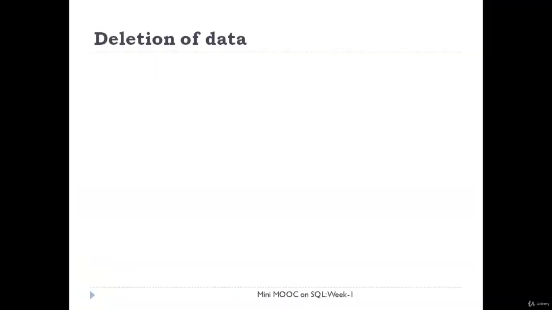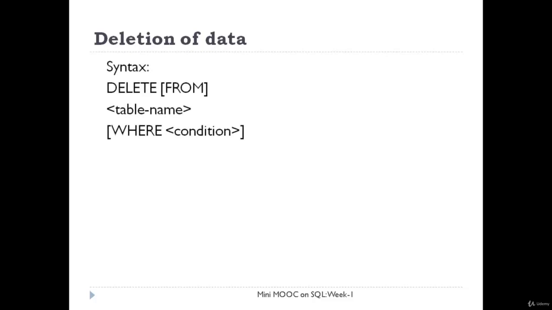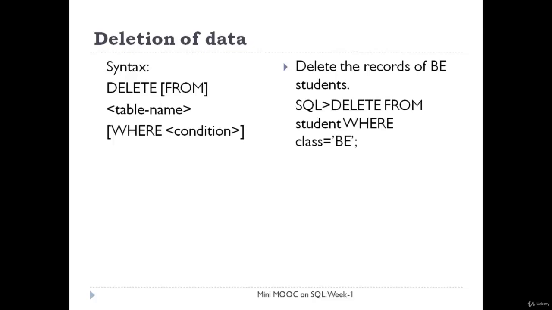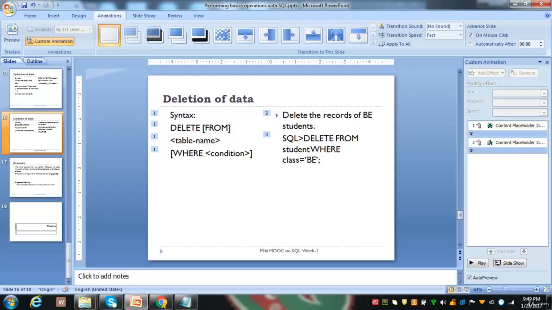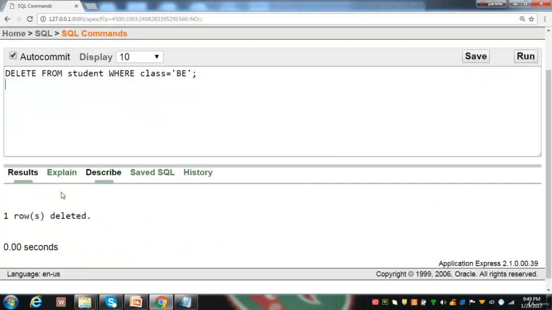Now it is time to delete some unwanted data from table. For this, we can use delete statement and its syntax is delete from table name where condition. Here from and where are optional. To remove the record of BE student, we can use delete from student where class equal to 'BE'. Let us execute this statement to check its result. So here one row has been deleted and we can use select statement to verify its result.